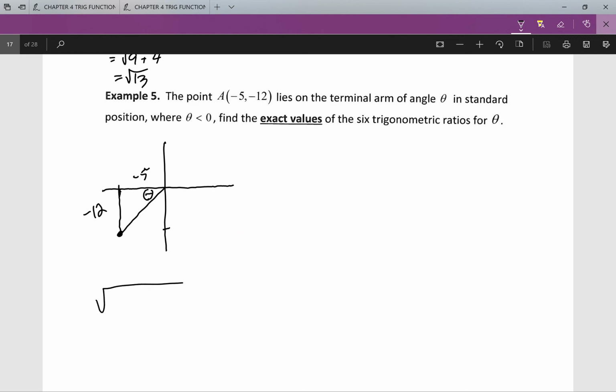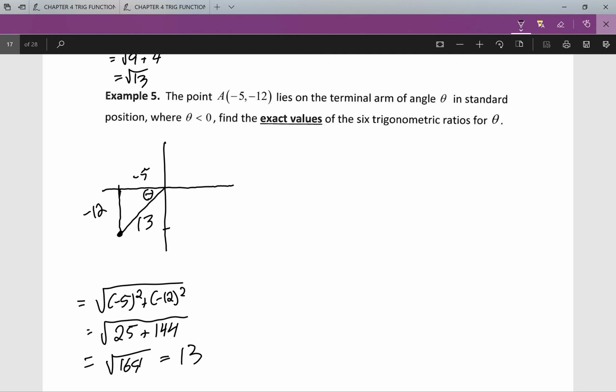So then we go the square root of negative 5 squared plus negative 12 squared, which would equal the square root of 25 plus 144. And just to make sure that I don't make a stupid little mistake right here, this gives us the square root of 169, which actually ends up equaling 13. And again, we're going to keep the positive of it. And if you guys remember your triangles, this is actually what we call a 5, 12, 13 triangle.